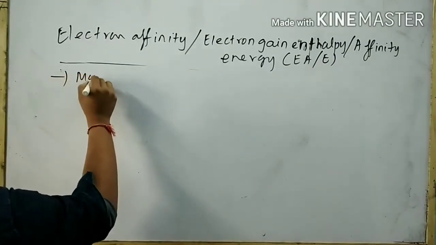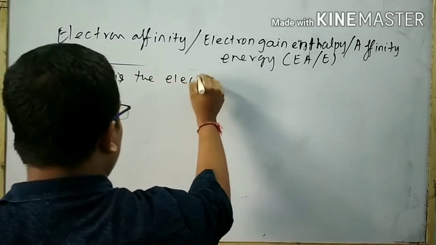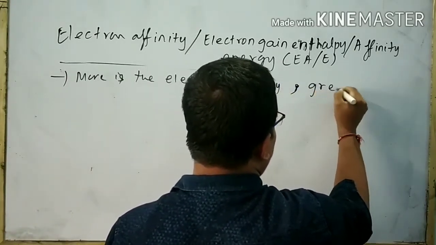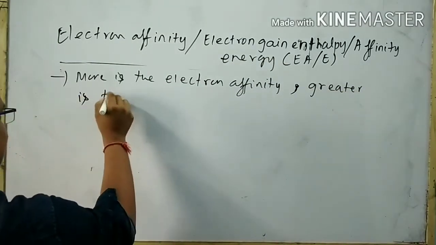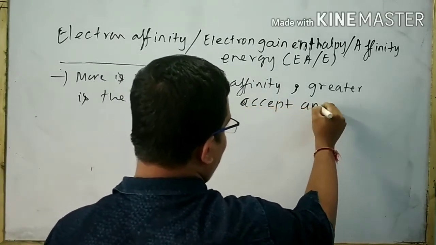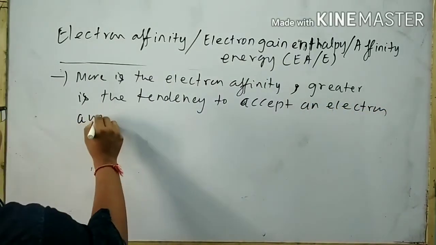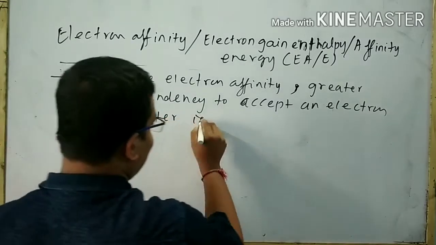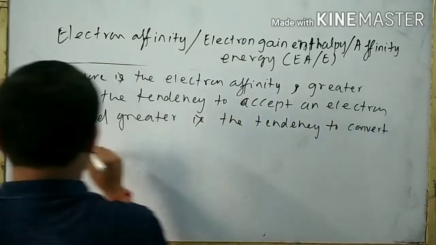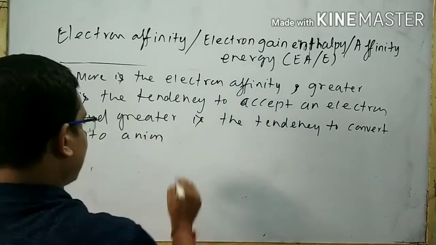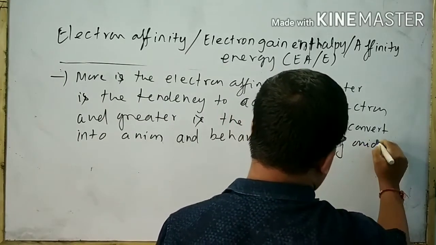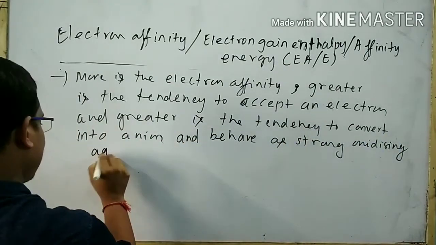So we can write a point: the more the electron affinity, the greater is the tendency to accept an electron, and the greater is the tendency to convert into an ion and behave as a strong oxidizing agent.